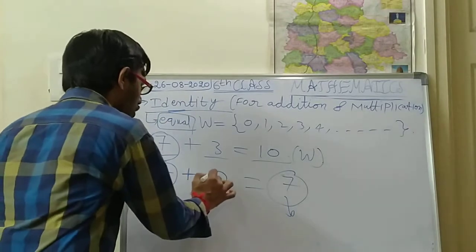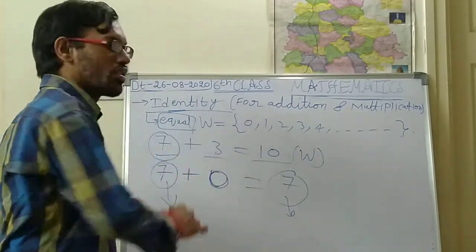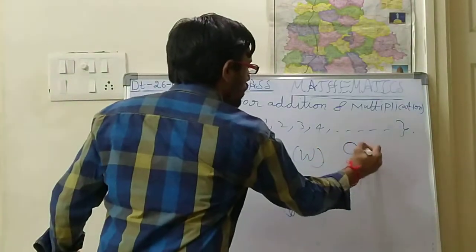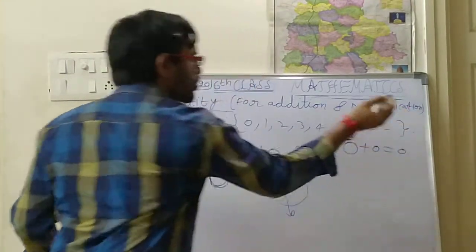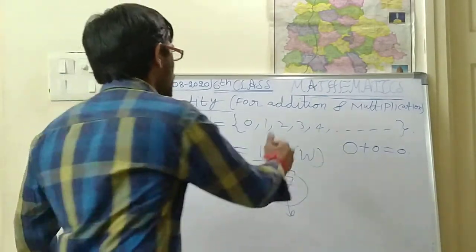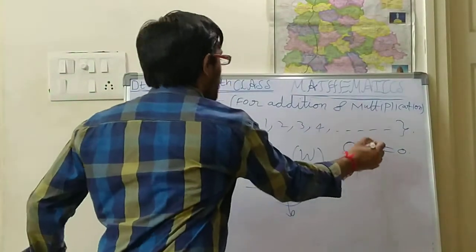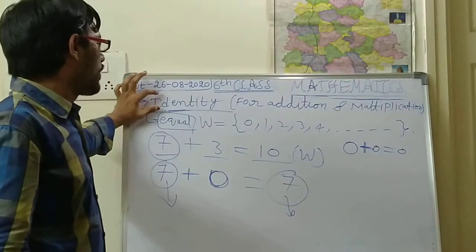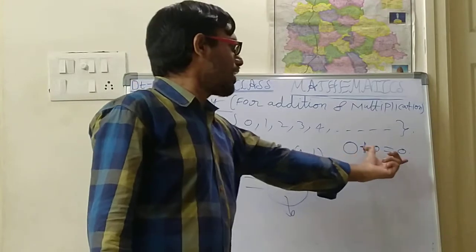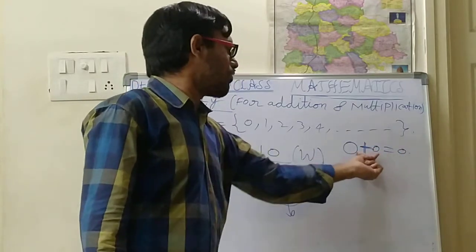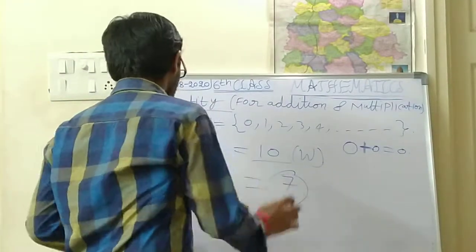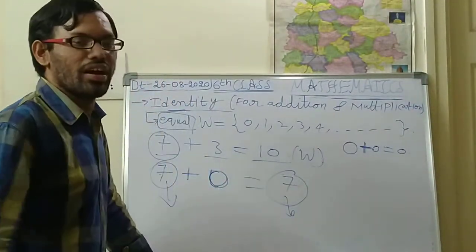In addition, you should take 7 plus 0, or any whole number plus 0. Suppose you take 0: 0 plus 0 is equal to 0. So that is also identity, additive identity. If you want to get the same number in addition, you should add 0 to the given number. So what is the additive identity?